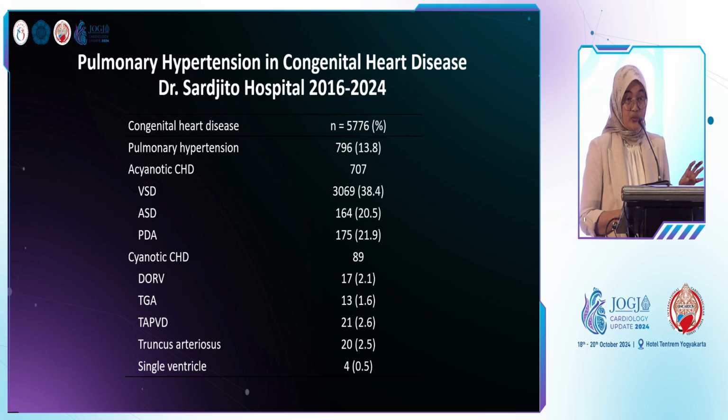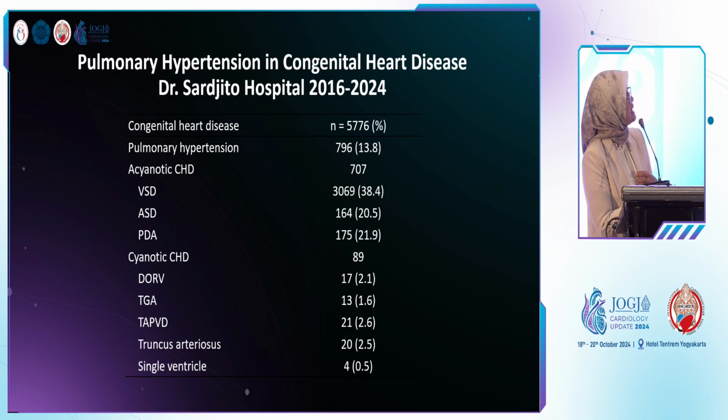We have collected data for around 8 years in our hospital. We have around 5,700 patients with congenital heart disease, and pulmonary hypertension in around 14%. The most common pulmonary hypertension here is from the left to right shunt post-tricuspid valves, which is VSD as well as PDA.